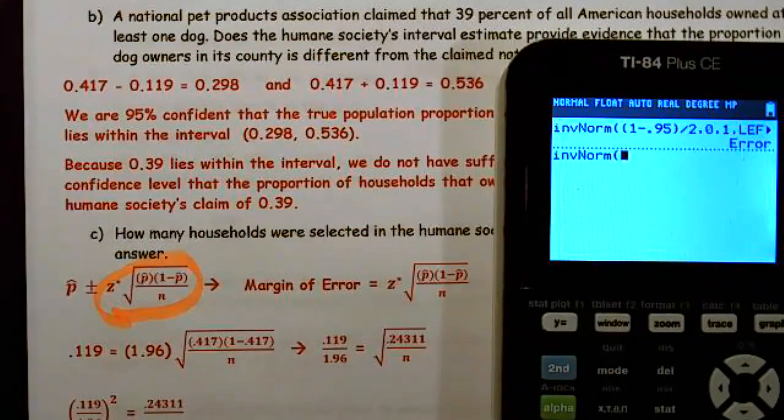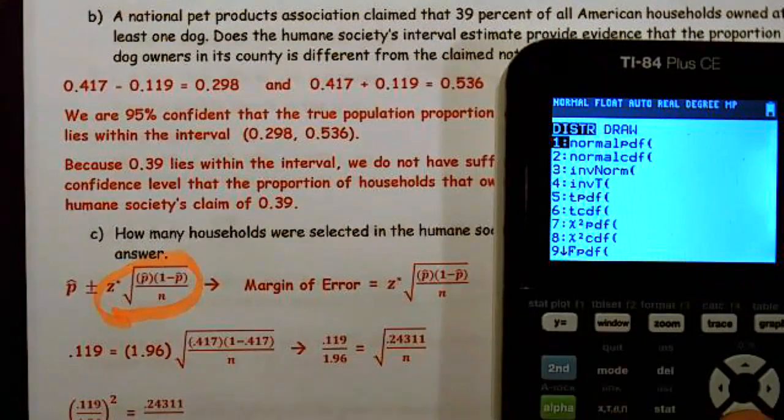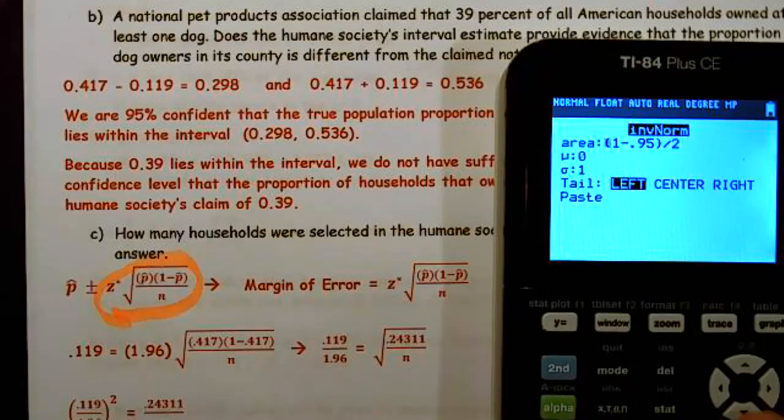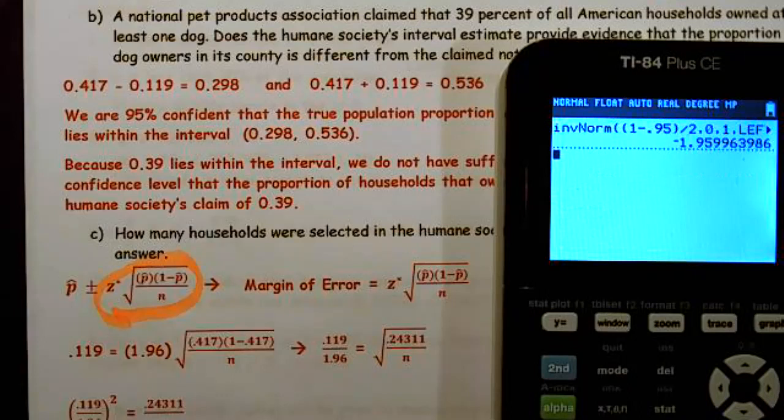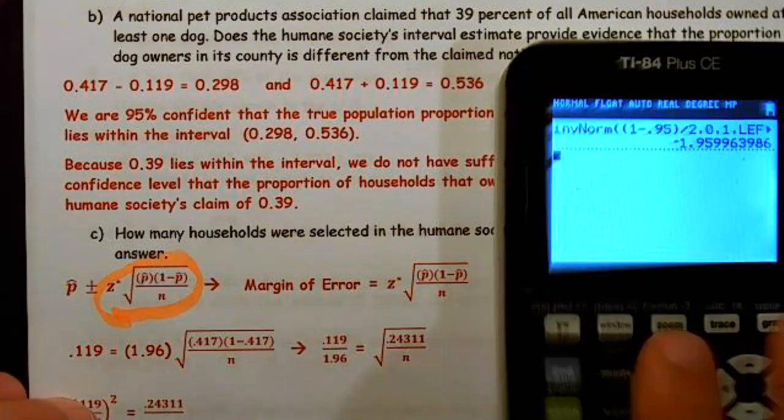Oops. Twice in a row I hit the wrong button. Try again. There we go. And so I get 1.96. Obviously this is negative, but I always make that positive. Please always do that.